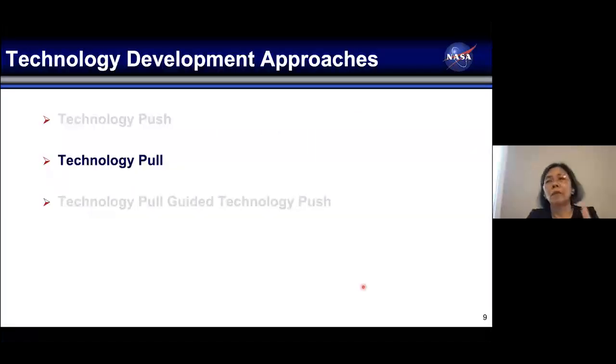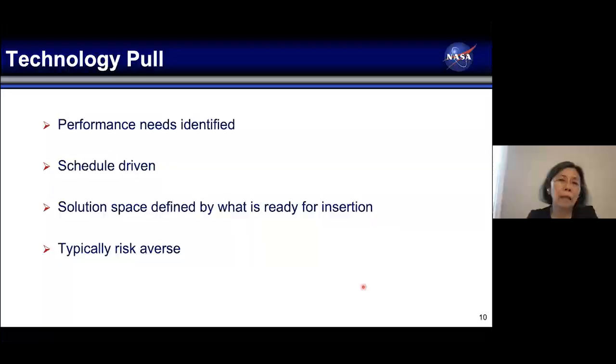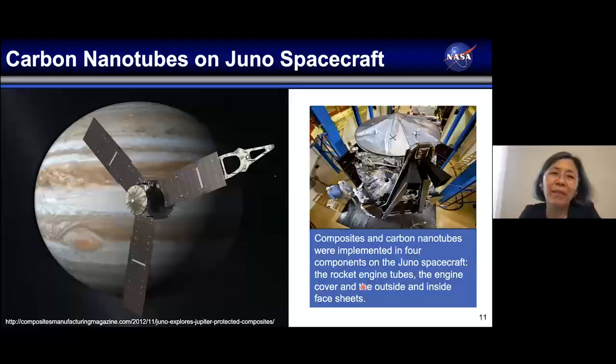Okay, so let's take a look at what happens with the technology pull. In that case, the performance needs are identified, but they're identified because a mission has been identified and the requirements are set. And therefore, there's a schedule that we have to fit into. And when you have very specific requirements and there's a schedule for mission success, typically people are very risk averse. So you don't usually think of what we call an emerging material technology being a candidate for that kind of use. However, that's what happened with carbon nanotubes on the Juno spacecraft.